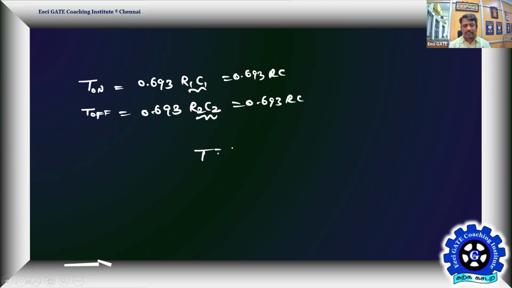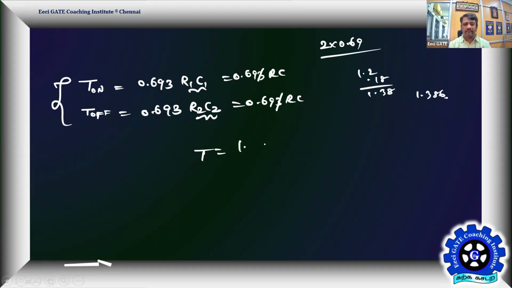Then you can go for the time period, double. Roughly people also take 0.69. 0.69 means it's going to be 2 into 0.69, so 2 into 0.6 is 1.2, 2 into 0.09 is 0.18, so 1.38 roughly. Either you can take 1.38 or 1.386 if you want to make it accurate. Then T will be equal to T on plus T off, so 1.386 times your RC will be the time period.